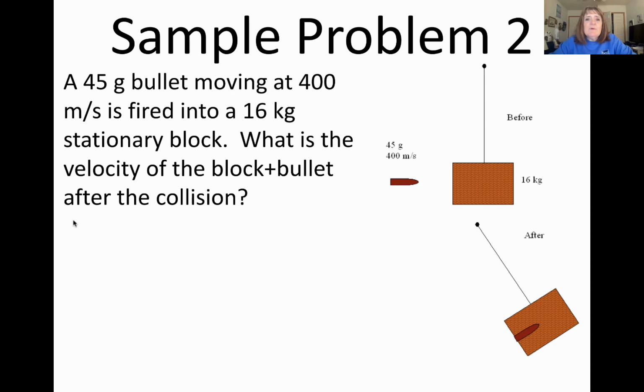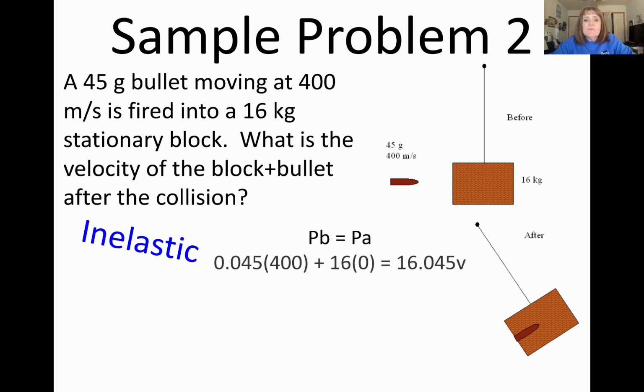In this problem, a bullet is headed towards a block of wood. It's a 45-gram bullet and at 400 meters per second, hits a 16-kilogram block of wood and that is not moving. This is an inelastic collision because the bullet will be in the block of wood after. Momentum before has to equal the momentum after.